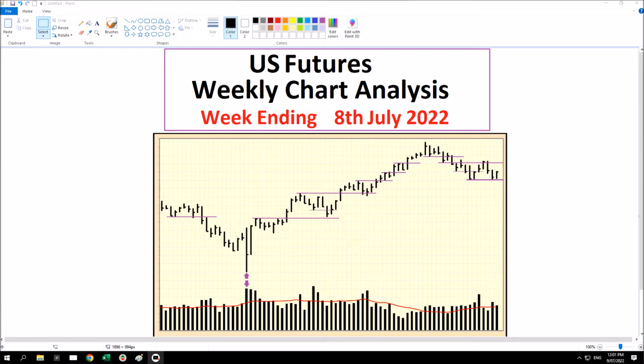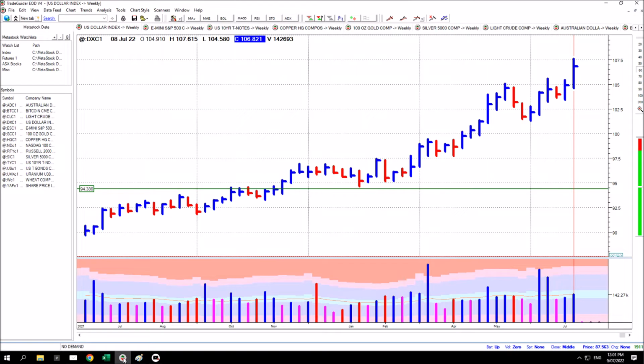This is the US Futures weekly chart analysis for the week ending 8th of July 2022. The first chart we'll look at is the US dollar index as usual. Movements on this chart affect so many of the other markets, so it's important to understand what's happening on this chart. Now, you can clearly see that price accelerated higher this week.